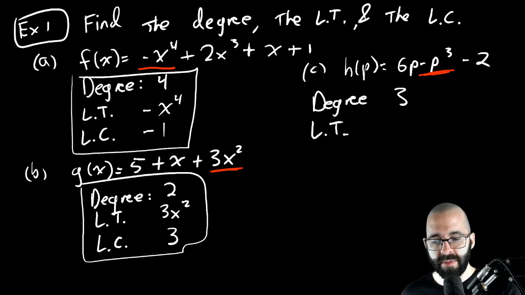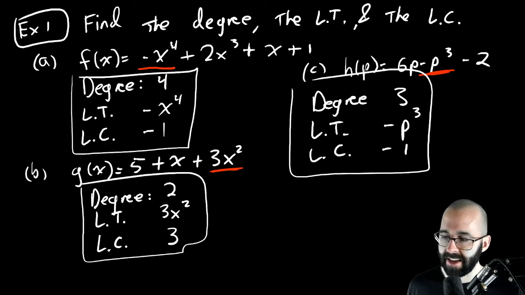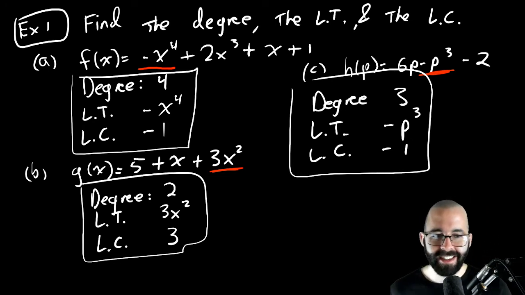Our leading term is negative p cubed. Do not forget that negative. And the leading coefficient is again negative 1. Ta-da! That's example 1.